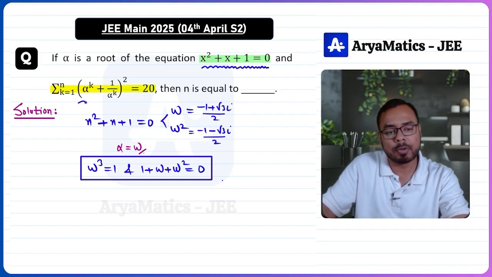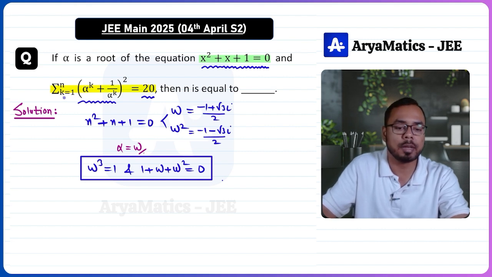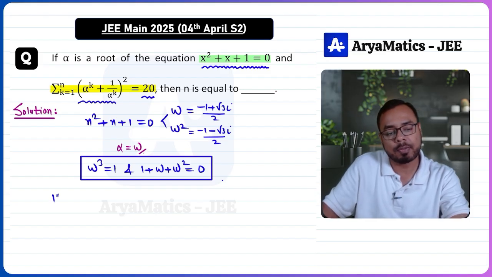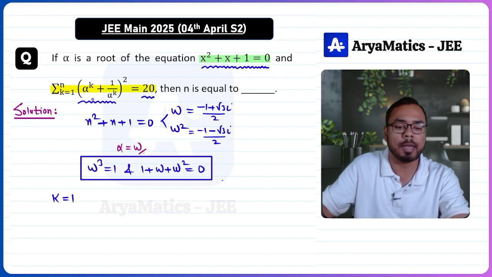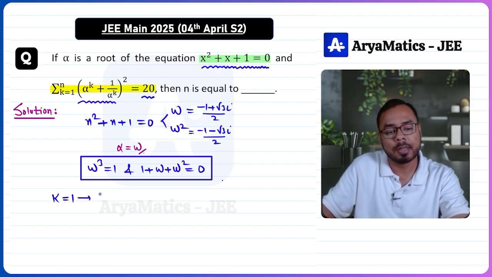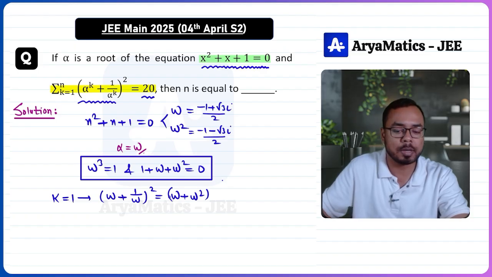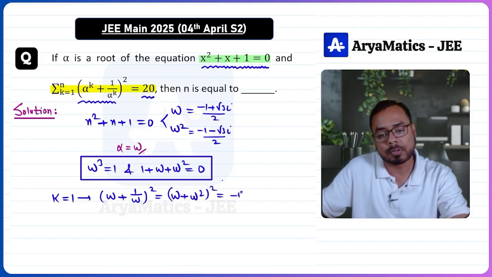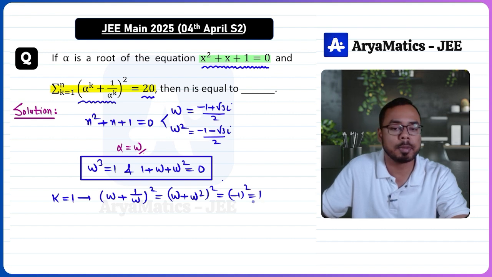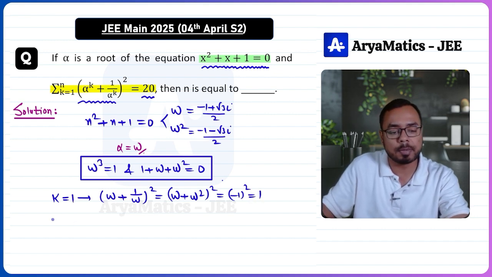Now it is given that the sum of this series is 20, where k is from 1 to n. So what is the value of n if the sum is 20? Let us figure out what terms we get for different values of k. If I take k as 1, then alpha raised to k means omega, and 1 by alpha raised to k is 1 by omega, which will be omega square, because omega cube is 1. Omega plus omega square will be minus 1, and minus 1 square will become plus 1. So if k is 1, the first term will be 1.